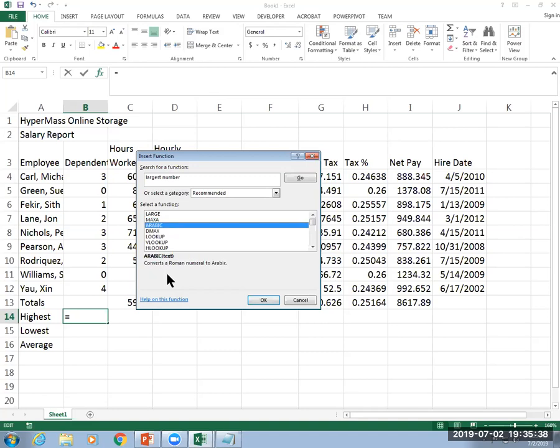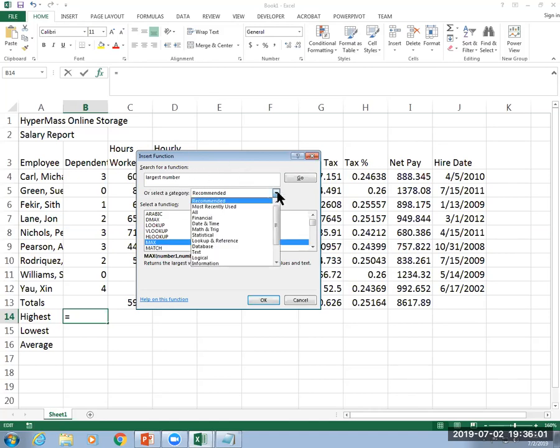Arabic converts Roman numerals to Arabic. That might be useful if I wanted to do that. Dmax, lookup, but here's max. The point is that you can type in and search for functions if you don't remember the name of the function. You can also click onto the drop-down menu and choose from the recommended list all of the various different types of things that you can do.